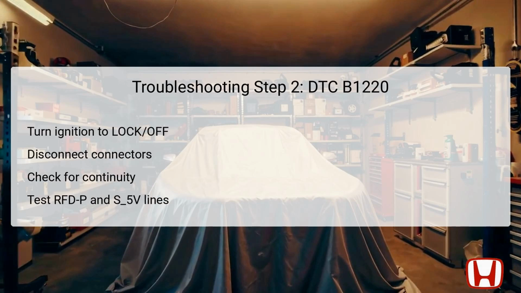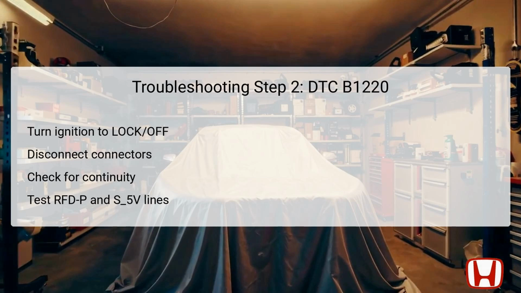The second troubleshooting step focuses on checking for shorted wires in the recirculation control motor circuit. Begin by turning the ignition switch to the lock 0 position, or select the off mode using the engine start-stop button.